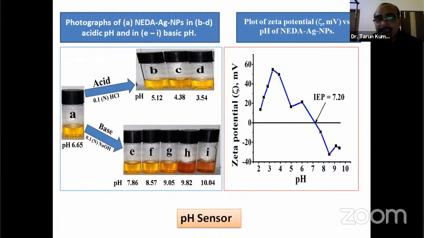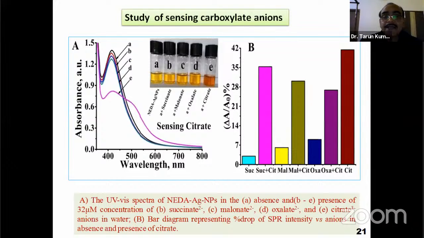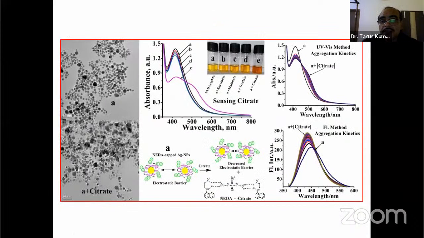Here we have also seen that at different pH, the particles exhibit different colors. So these particles can be used as pH sensors. Not only that, we also explored citrate ions, different types of succinate, malonate, oxalate. The citrate ions are very useful for diagnostic purposes. So that can be sensed using just simple UV-vis spectrophotometry. Okay, so here is also the same thing.